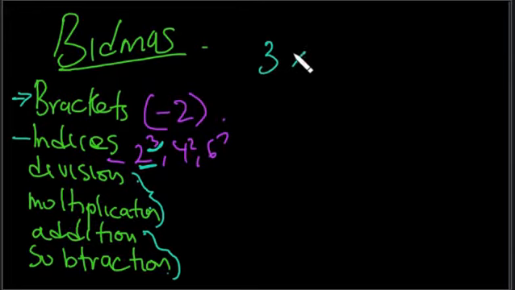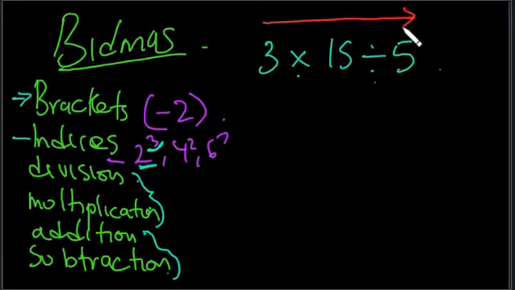So let's say we had 3 times 15 divided by 5. Right, we can see that this expression has 2 operations in it. It has a division and a multiplication. And both of these operations share the same precedence. And so because they share the same precedence, I'm going to start my calculation going from left to right. So if I was to calculate that, that would be 3 times 15, which is 45, divided by 5, which is 9.